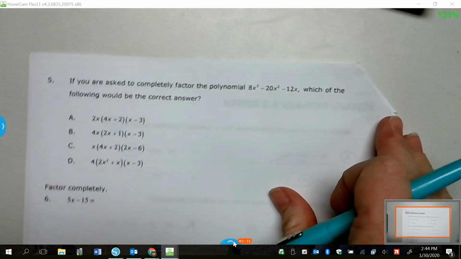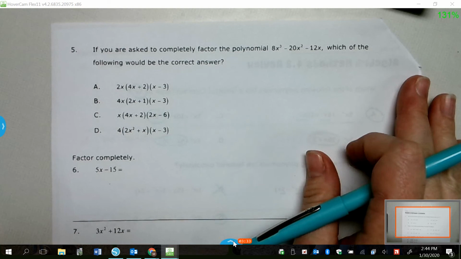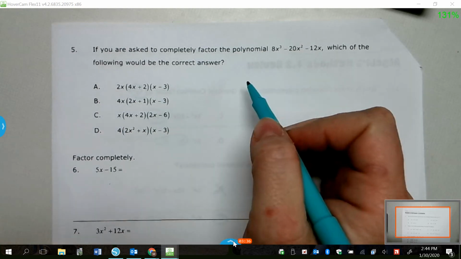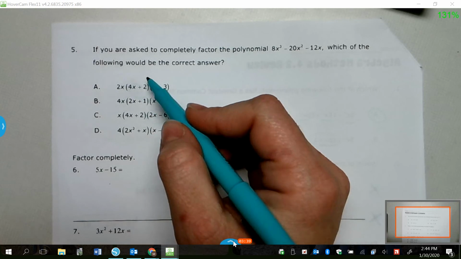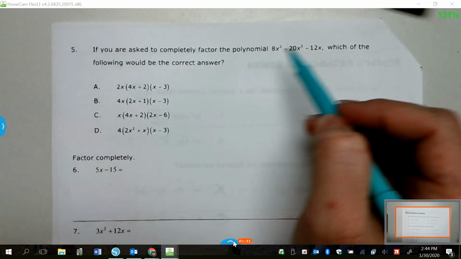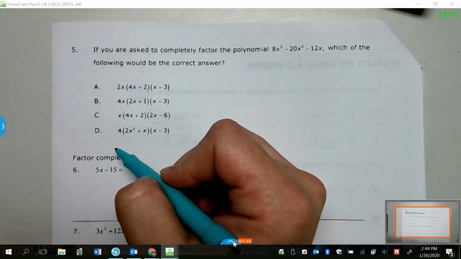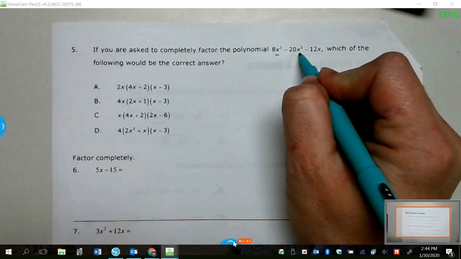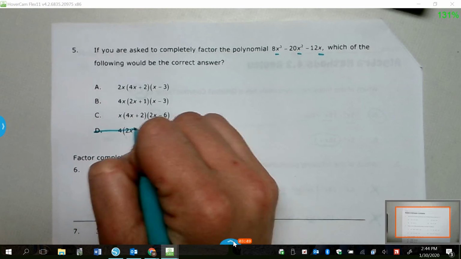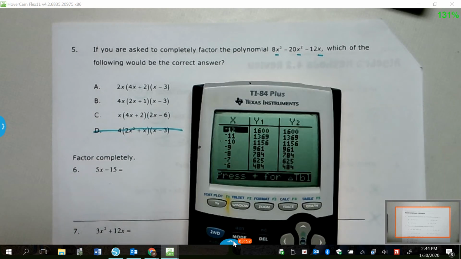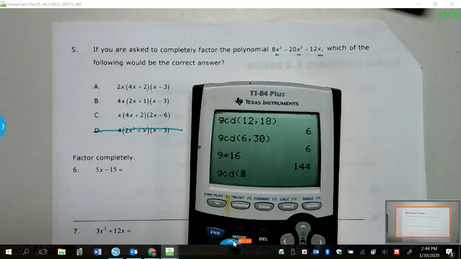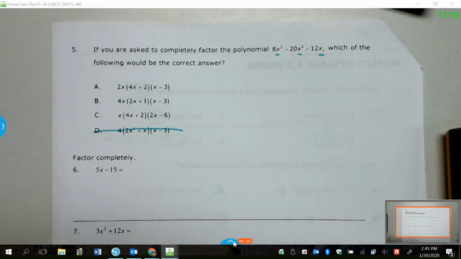Number 5, if you were asked to completely factor this polynomial, which of the following would be the correct answer? Well, to completely factor something, you have to take out the correct GCF. So technically, I think if you check this one in your calculator, all of these equal that, but they're not factored completely. So they all have an x, so we knew we needed to take an x out, and this one didn't. So that's not my answer. Again, you can do math right 9, 8, 20, which takes out a 4. So math right 9, 4, comma your third number, which is 12. So 4x should be my GCF, and the only one that did that was B.